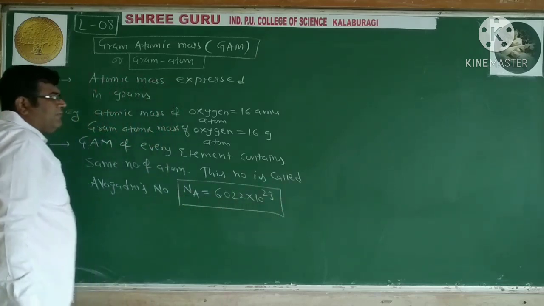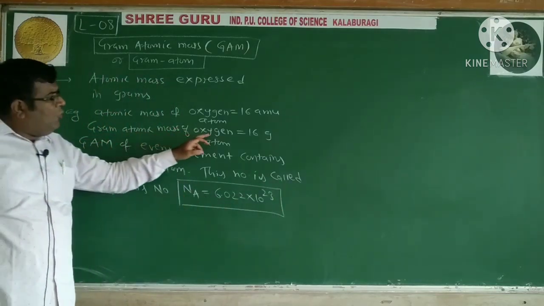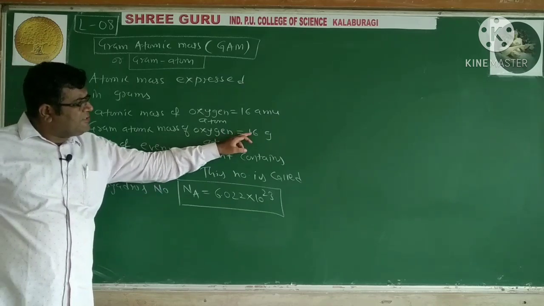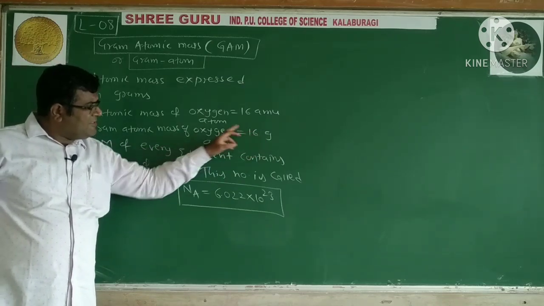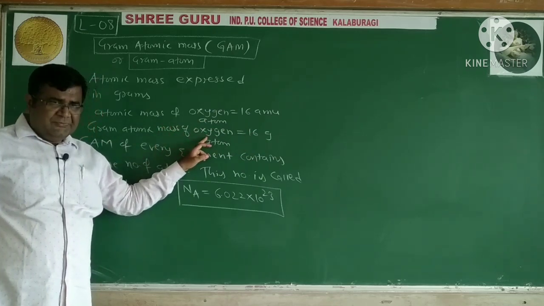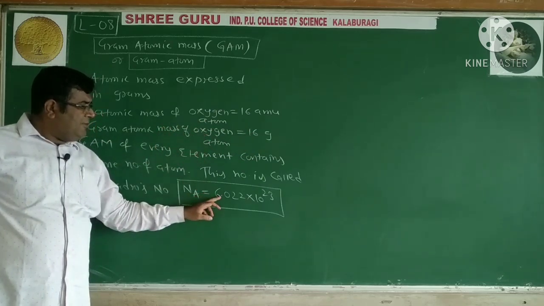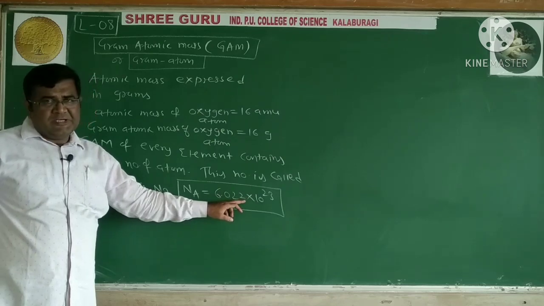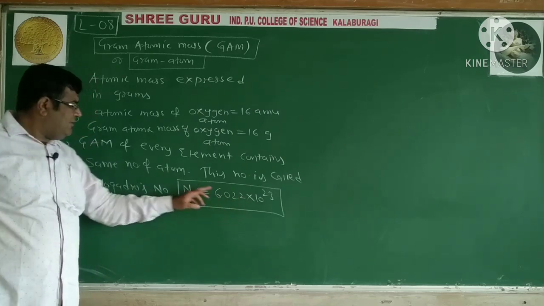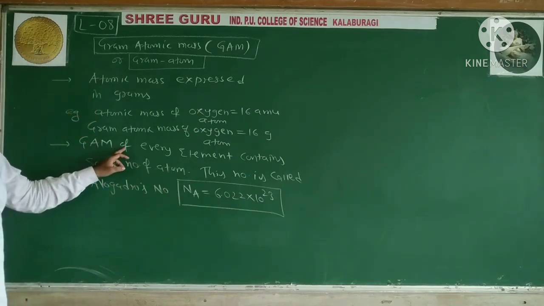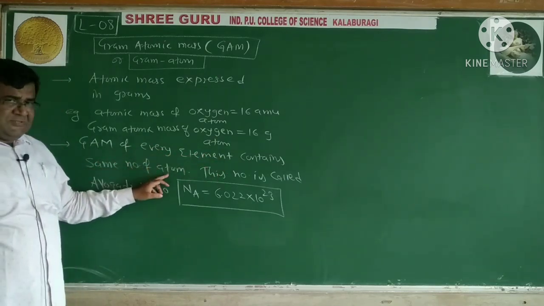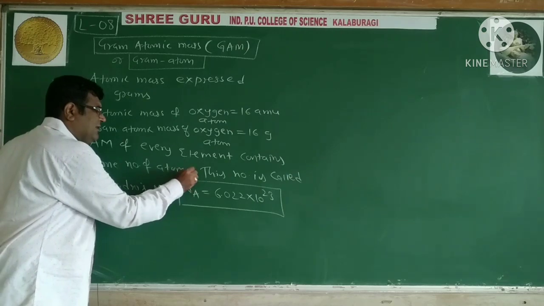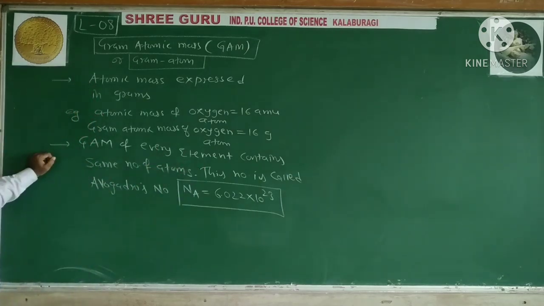For example, if the question is asked, how many oxygen atoms are present in 16 gram? We should say that as 16 gram is the gram atomic mass of oxygen atom, it must contain 6.022 into 10 raised to 23 atoms, because the gram atomic mass of every element contains the same number of atoms, and this number is called the Avogadro number.